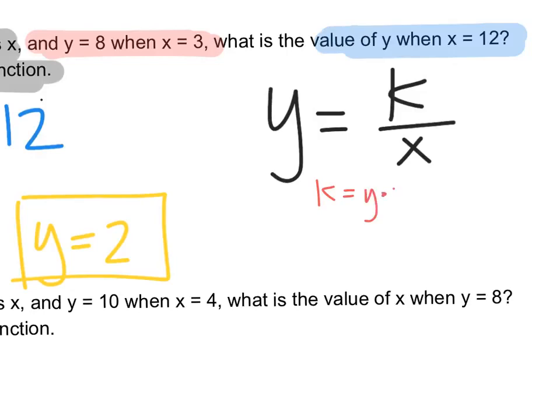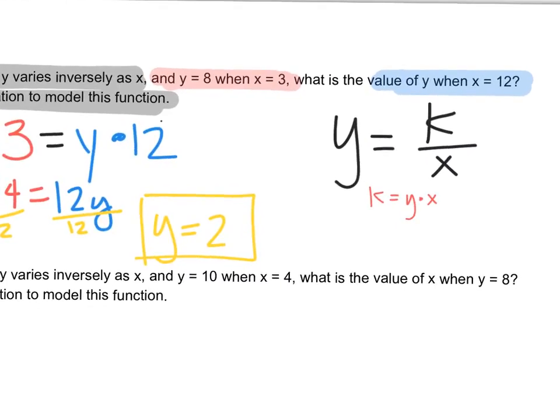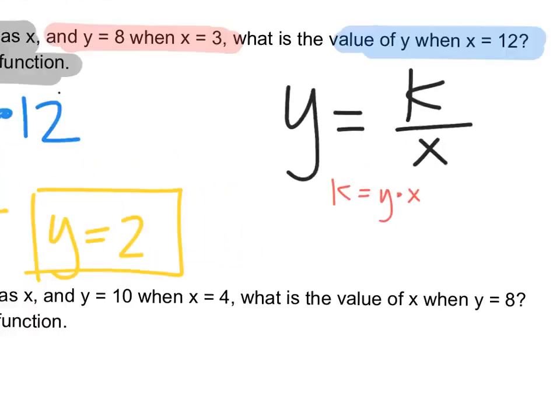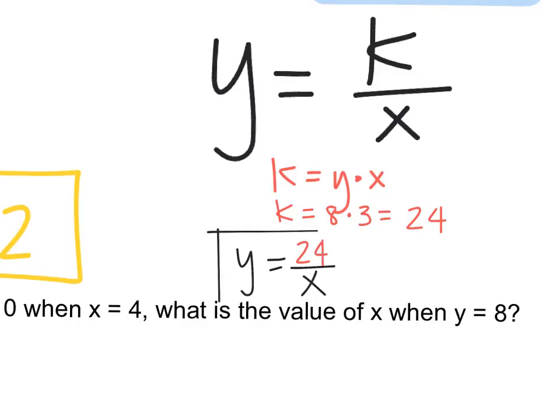How do I find k for an inverse variation problem? Y times x. Well, I already know what y times x is. What is y times x? 24. So k equals 8 times 3, or 24. So my equation for this would be y equals 24 divided by x. And that is my second answer that I need to come up with for this problem.